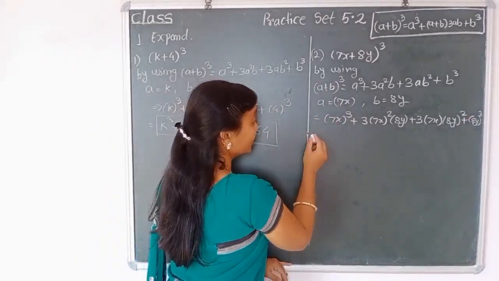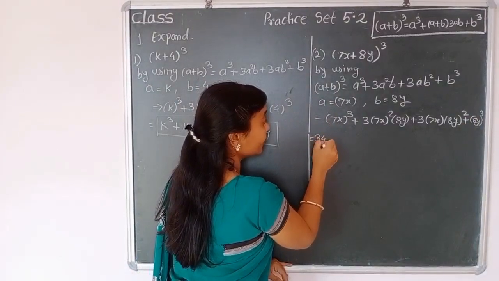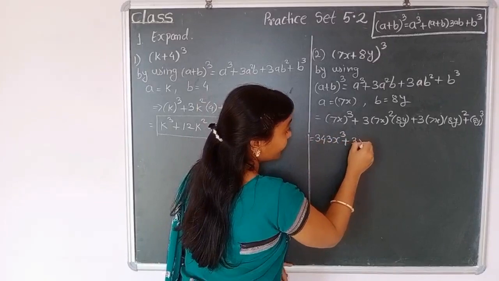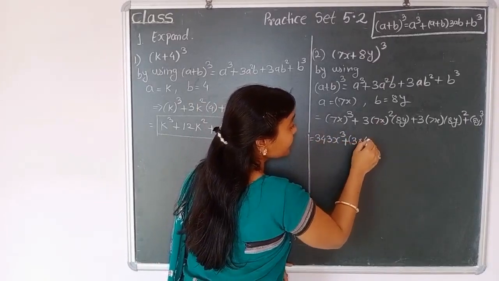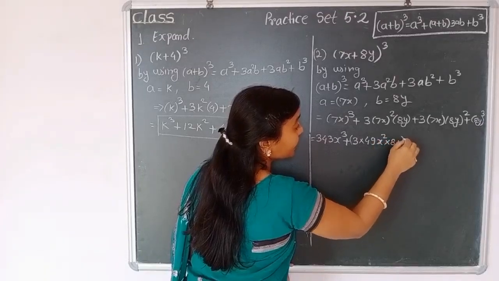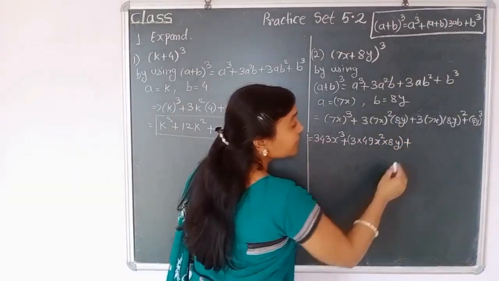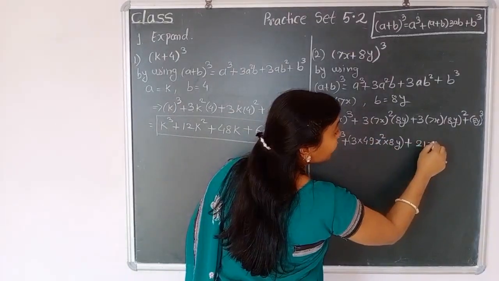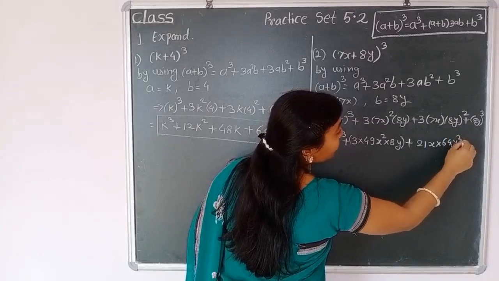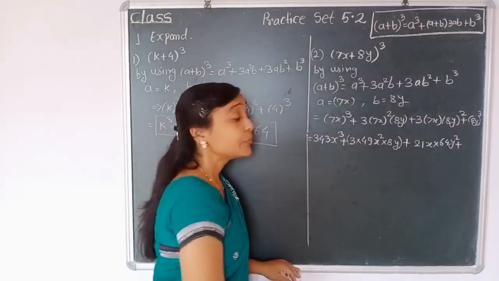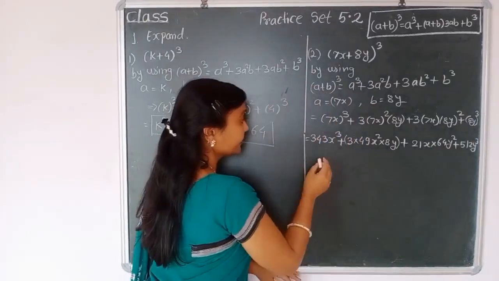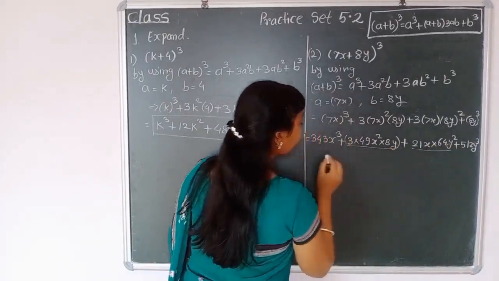Then what is the cube of 7? 343 x cube plus 3 into 7 square is 49, x square into 8y, plus 3 into 7 is 21x into 8 square is 64y square, plus what is the 8 cube? 512y cube. Then we solve these two terms, multiplication.